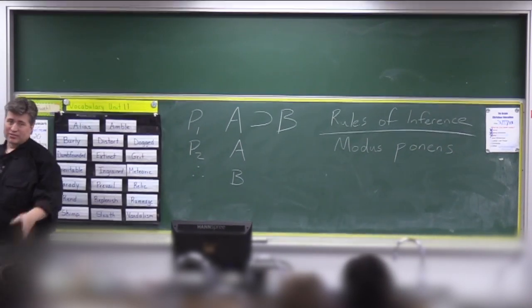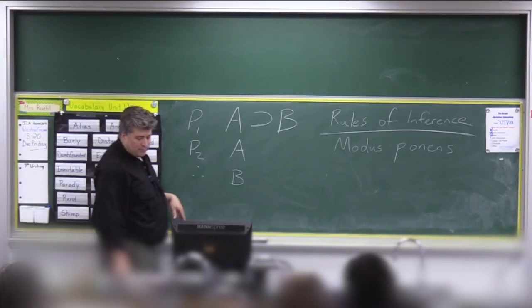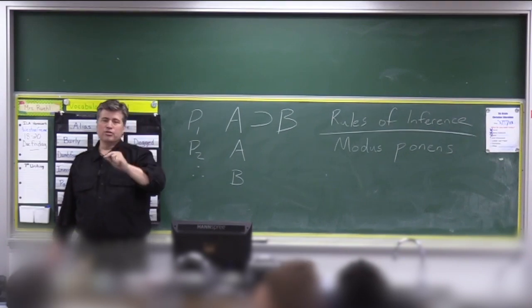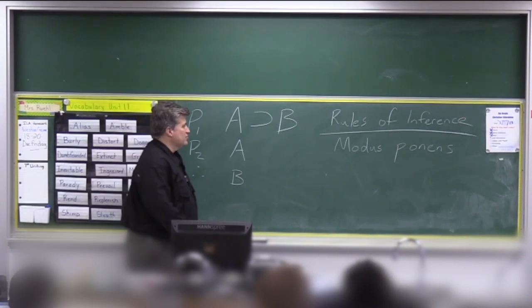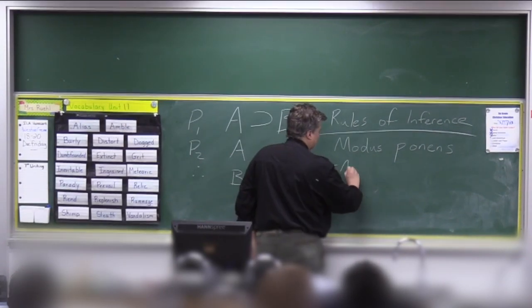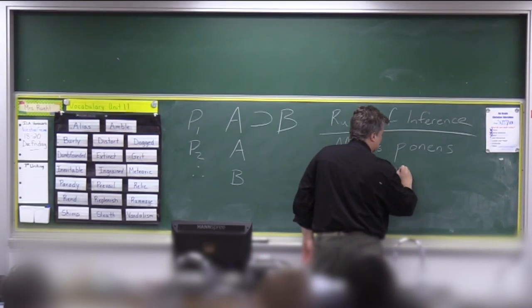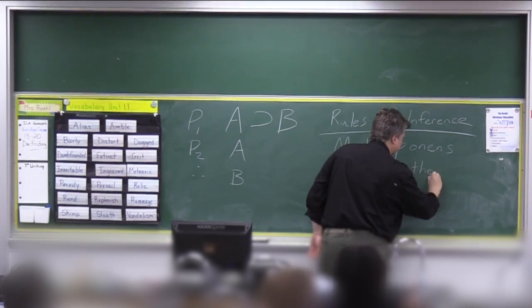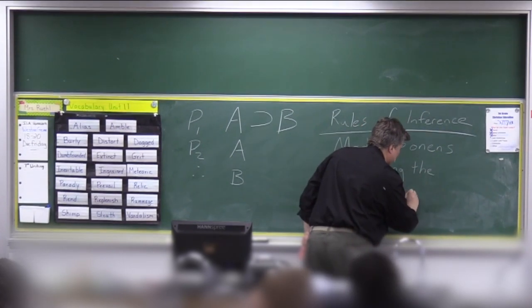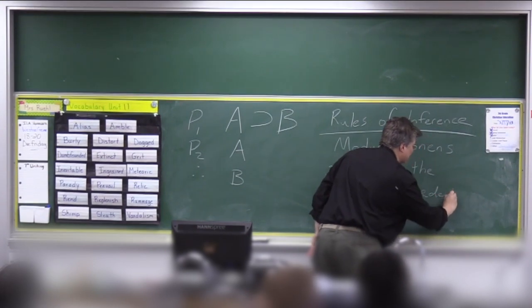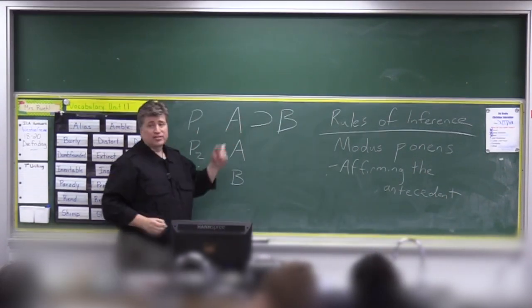And then they name something else. Wait till you see the next one. They name something very similar to make it almost impossible to remember. But here's the thing. Modus ponens is affirming the antecedent. Which term is the antecedent? The first one or the second one up here? The A, right. The first one, the if statement, is the antecedent.